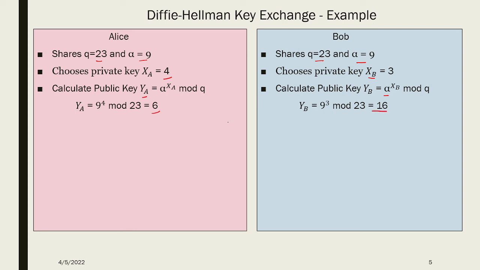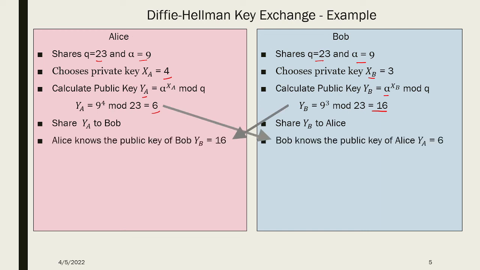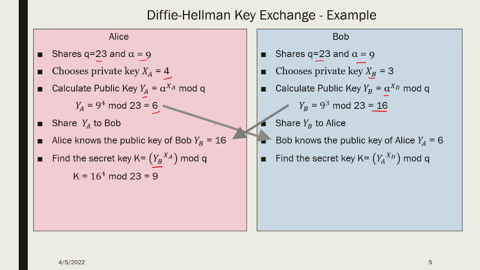Now Alice and Bob have to share the public keys with each other. So Alice shares YA to Bob, and Bob shares YB to Alice. So each of them knows the other's public key. Now it is necessary to calculate the secret key. Alice will calculate the secret key using the formula K is equal to YB power XA mod Q, and Bob will calculate the secret key using the formula K is equal to YA power XB mod Q.